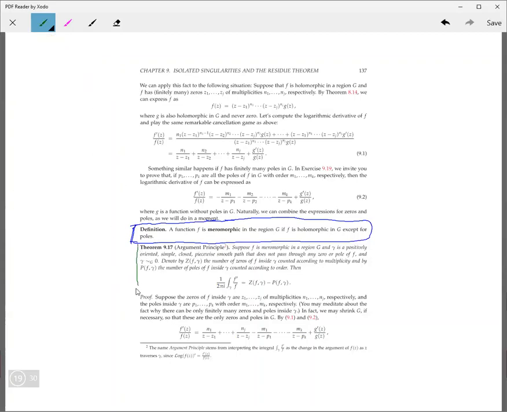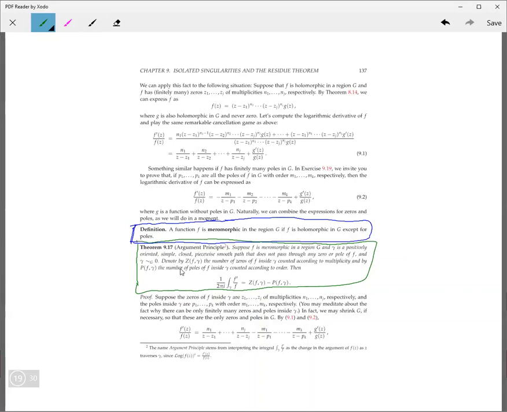So this is theorem 9.17. Okay, so we just kind of showed how that works. Except here they have 1 over 2 pi i times the integral of f prime over f is equal to the number of zeros minus the number of poles. Suppose f is meromorphic, so that means holomorphic except for poles, and gamma is positively oriented, and doesn't pass through any zero or pole, and so on.